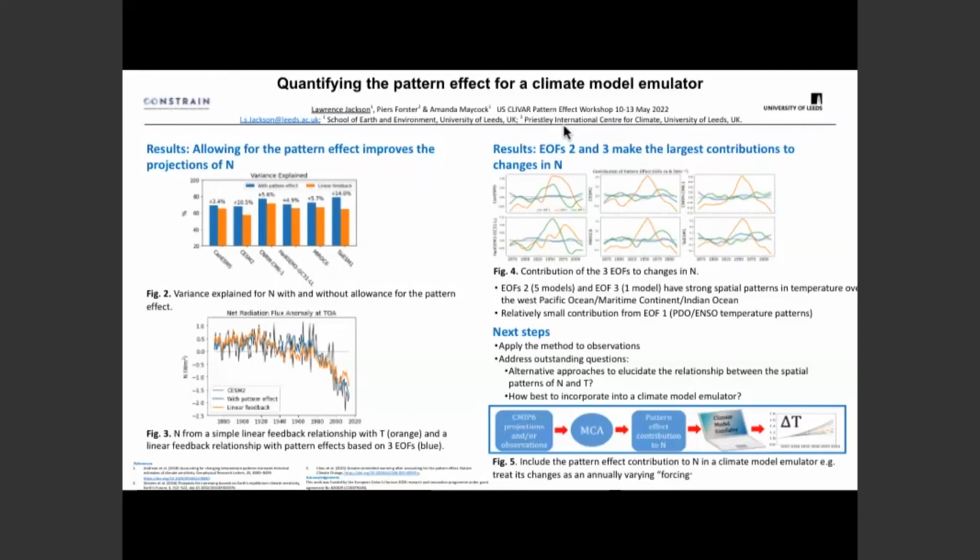So the next stage is to take the diagnosed pattern effect changes at the top of atmosphere and to use them to derive near surface temperature changes, and then to incorporate this method into a climate model emulator. So I look forward to any ideas that people may have and any discussions that people would like to have during the poster session or afterwards. Thank you for your attention.